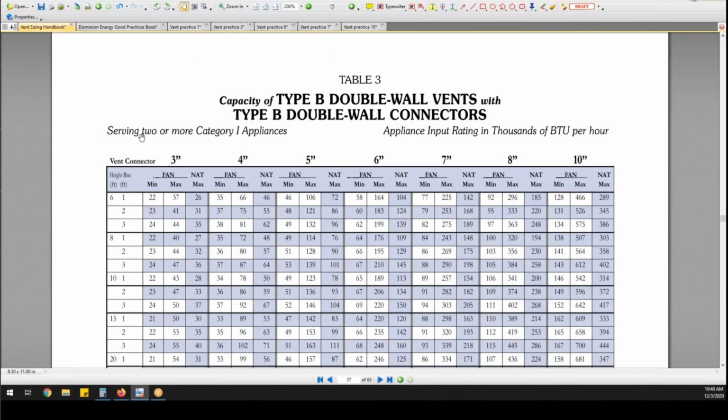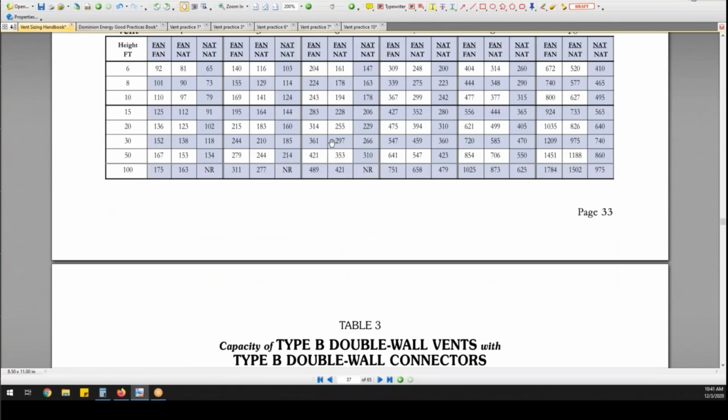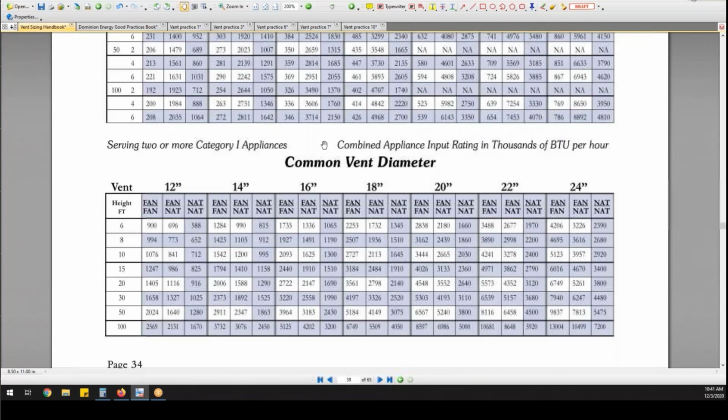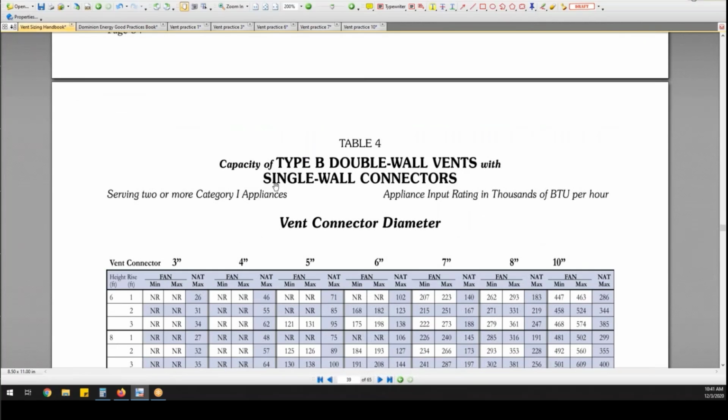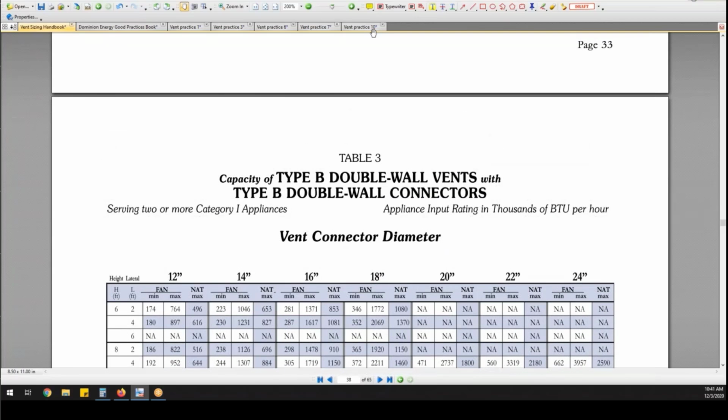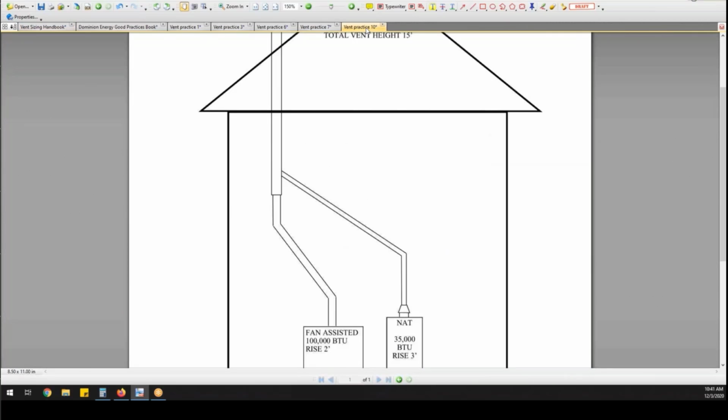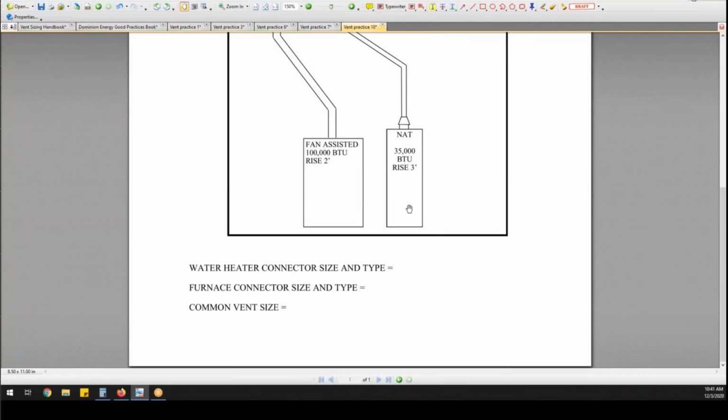Table 3, serving 2 or more category 1 appliances. We have the same scenario. Type B double wall main vent, which will always be a type B, and a choice of connectors. Type B double wall connectors, or we can go down and we have a choice to use single wall connectors. We're going to take this one here, number 10, and we're going to start answering these questions.